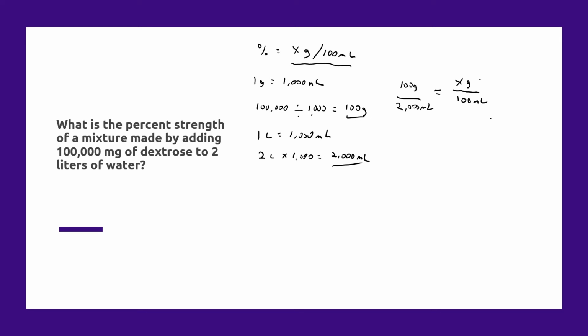Now to solve this, we simply take this left-sided equation and solve that. So 100 grams divided by 2,000 milliliters, and then you cross multiply with that 100 milliliters. We take 100 divided by 2,000 times 100, and this is going to be 5 grams. So essentially what we're dealing with is a 5% solution. So this is the correct answer. And again, it's easy to do this if you know how to convert units within the metric system and you know how to apply our trusty proportion equation.